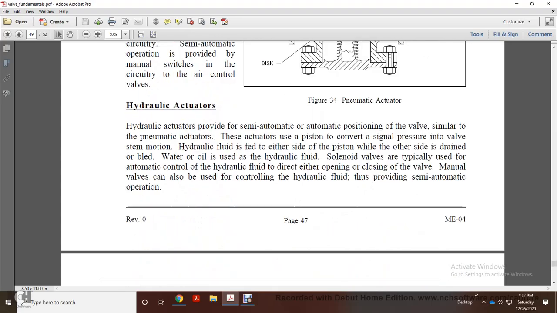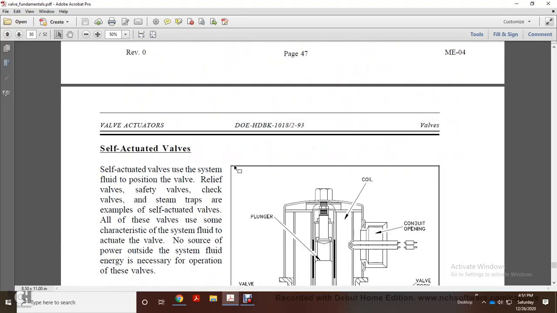Alright, hydraulic actuators. Hydraulic actuators provide semi-automatic or automatic positioning of the valve, similar to pneumatic actuators. The actuators use pistons to convert signal pressure into valve stem motion. Hydraulic fluid is fed into either side of the piston while the other side is drained or bled. Water or oil is used as the hydraulic fluid. Solenoid valves are typically used for automatic control of the hydraulic fluid to direct either opening or closing of the valve. Manual valves can also be used to control hydraulic fluid, thus providing semi-automatic operation.